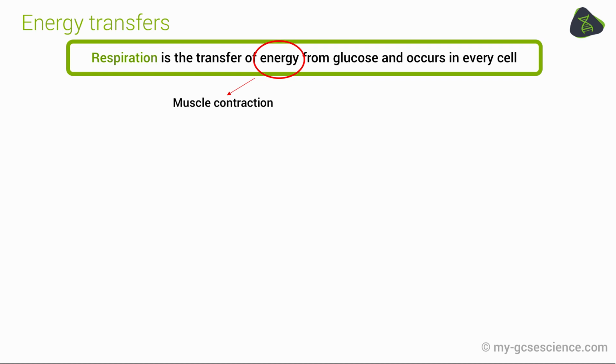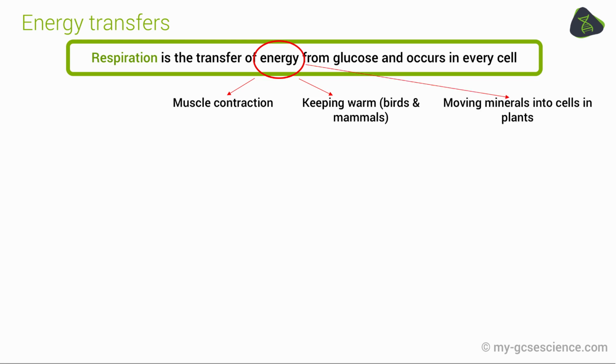If that organism has muscles, that energy is used to help those muscles contract so that organism can move. If it's a warm-blooded organism such as a bird or a mammal, some of that energy goes towards keeping those animals warm. In plants, this energy could be used to actively transport minerals from the soil into the roots and then into the rest of the plant.